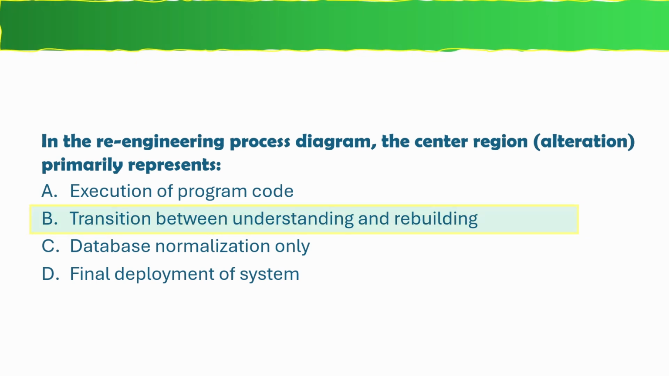The center alteration phase is the bridge between reverse engineering, which is focused on understanding the old system, and forward engineering, which is focused on building the new system. So it includes redesign decisions, requirement refinement, and structural improvement. So it is not execution, database-only work, or deployment.